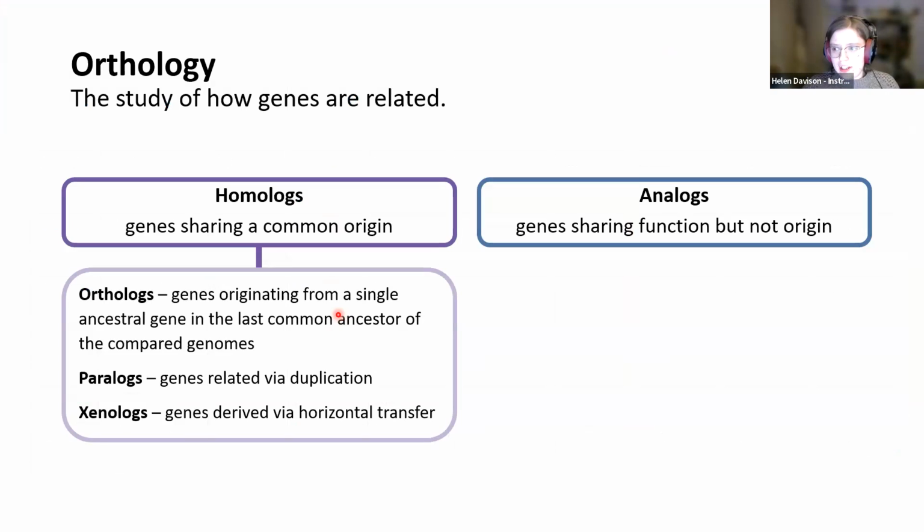So orthology, again, is another way of categorizing your genes and what they do. It comes in a couple of different forms. The main ones that we'll be looking at today are orthologs and paralogs. Orthology is the study of how genes are related. It comes in two main categories, which is homologs and analogs. Homologs have a shared origin, and analogs might share a function, but they don't share an origin.